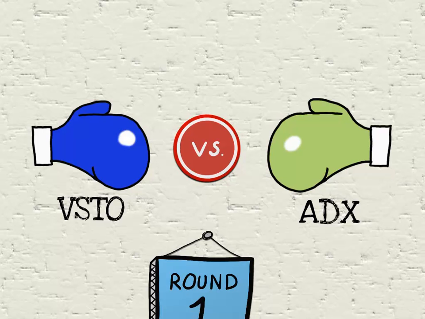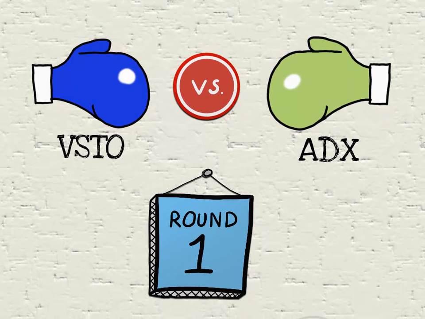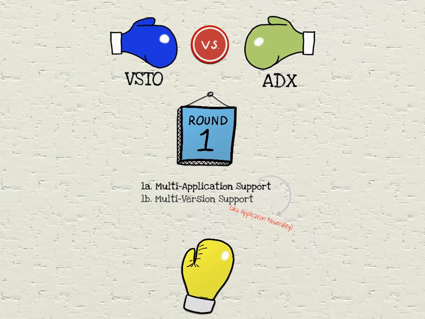These two title contenders are here to duke it out round by round, feature by feature, to decide once and for all who is the best toolset and framework for creating Microsoft Office-based solutions. Now sit back and enjoy round 1 and watch as both VSTO and ADX try to land a punch on the topics of multi-application support and multi-version support. The winner receives this golden boxing glove as their reward.